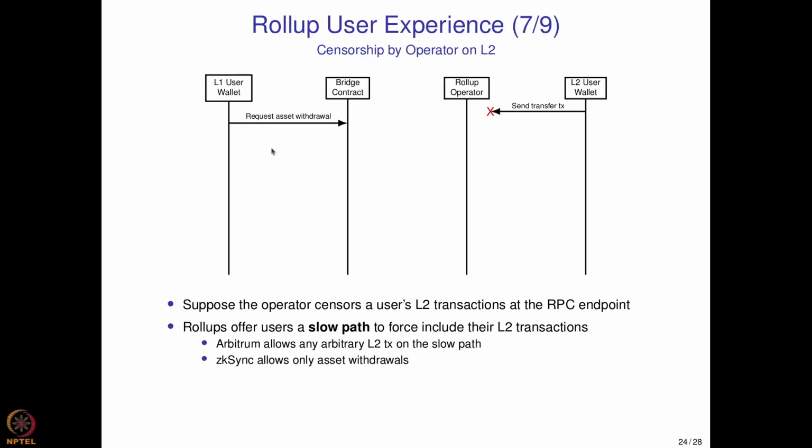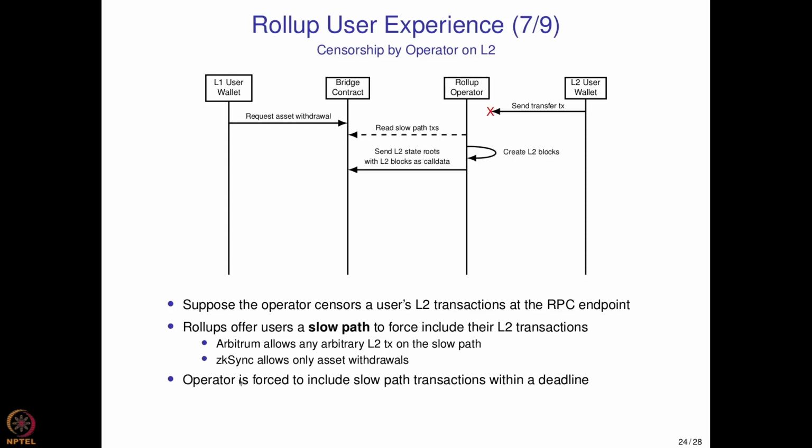So suppose it's a ZK Sync rollup, and the user is being censored, so they request an asset withdrawal. They're saying, I don't want to use ZK Sync anymore, I want to withdraw my assets back to layer 1. So the rollup operator has to read these slow path transactions, and the operator is forced to include slow path transactions within a deadline. So how is it forced? The bridge contract has logic which does not accept state roots which don't have slow path transactions.